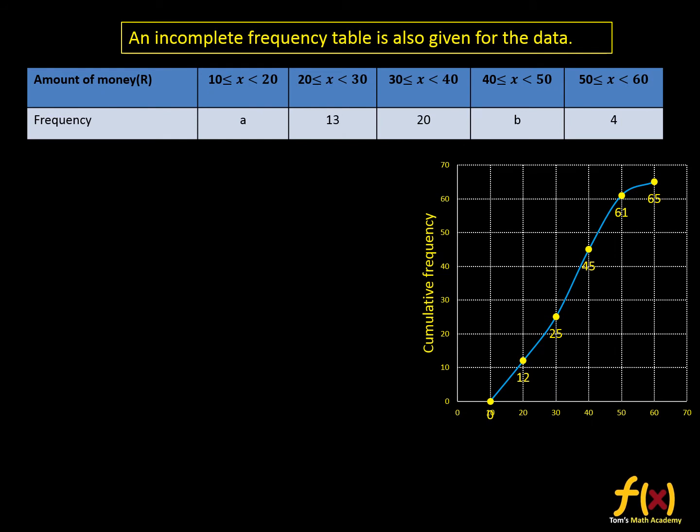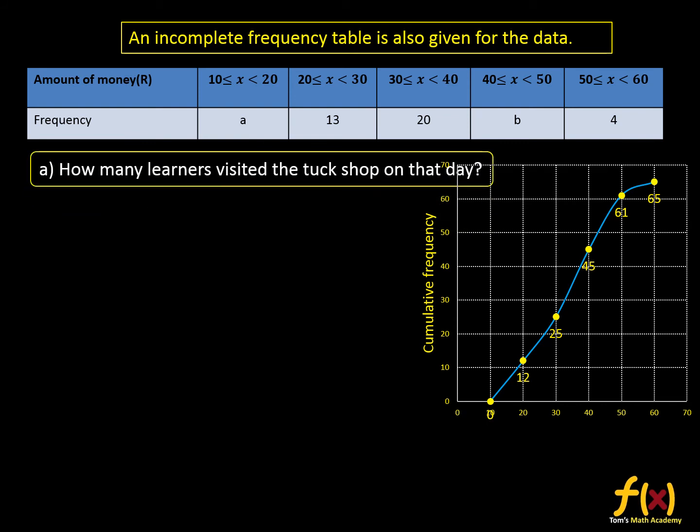There are some unknowns in the table. All the frequencies are not available. Now, how many learners visited the tuck shop on that day? We know that the highest number in the cumulative frequency will be the total number of frequency. We know that. So the highest number is 65. So 65 learners visited the tuck shop.